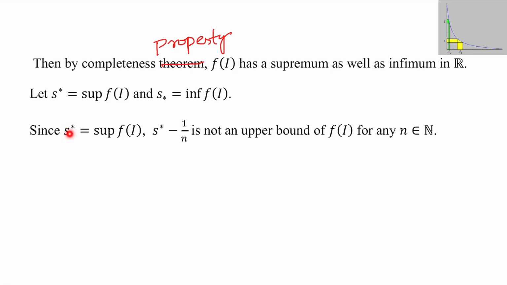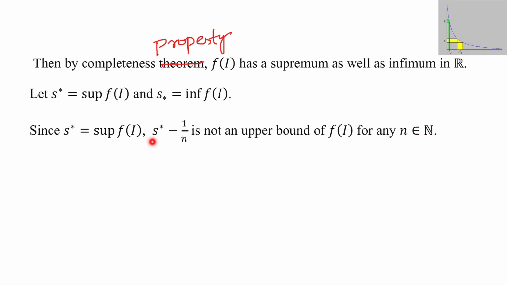So s upper star is the least upper bound of f of I. So anything less than s upper star is not an upper bound. S upper star is the least among the upper bounds, so anything less than that is not an upper bound. So I am considering s upper star minus 1 by n. So s upper star minus 1 by n is not an upper bound of f of I for any n element of N.